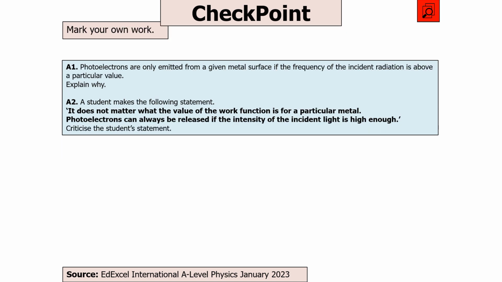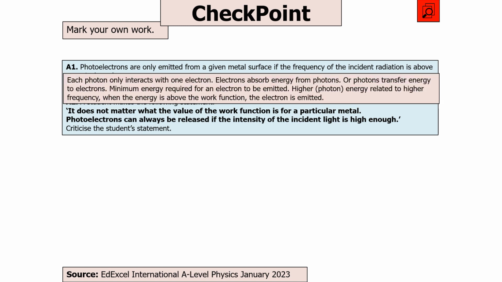Right, in this first one, it's important to know that in the photoelectric effect each photon will only interact with one electron at a time, and the electrons absorb energy from the photons, or the photons transfer energy to these electrons. So the minimum energy required for the electron to be emitted is that work function, which must be lower than the photon energy transferred to the electron. So the higher photon energy is from the higher frequency, because E equals hf. So when the energy is above the work function, the electron is emitted.